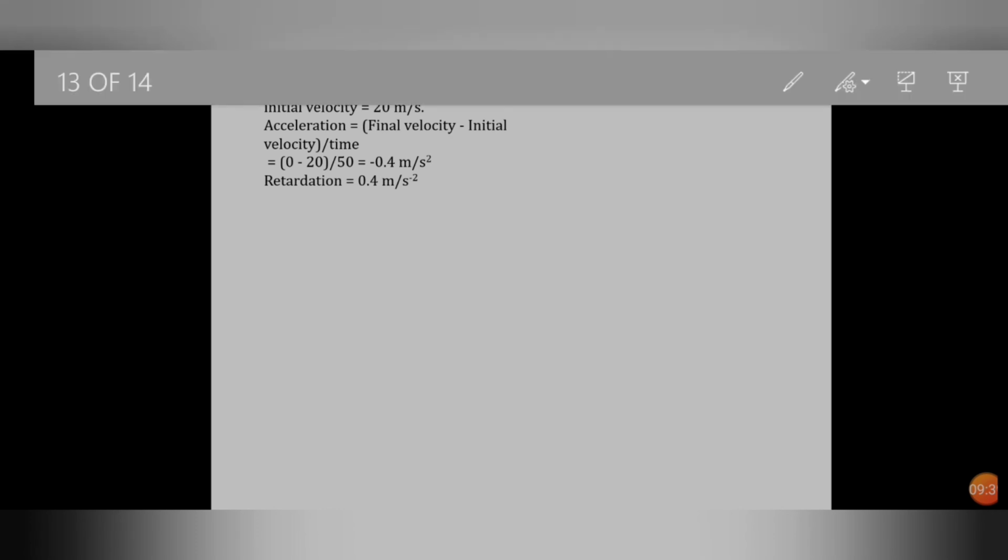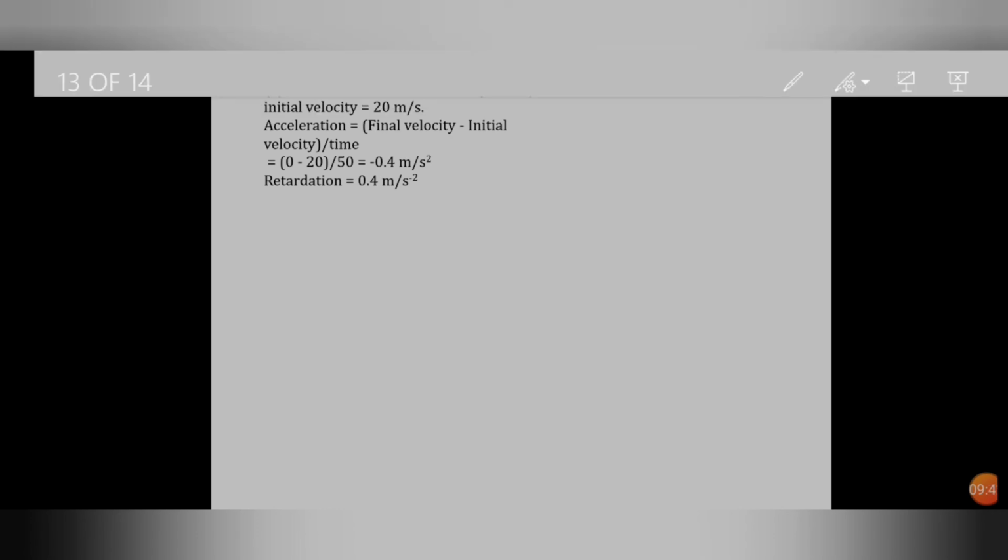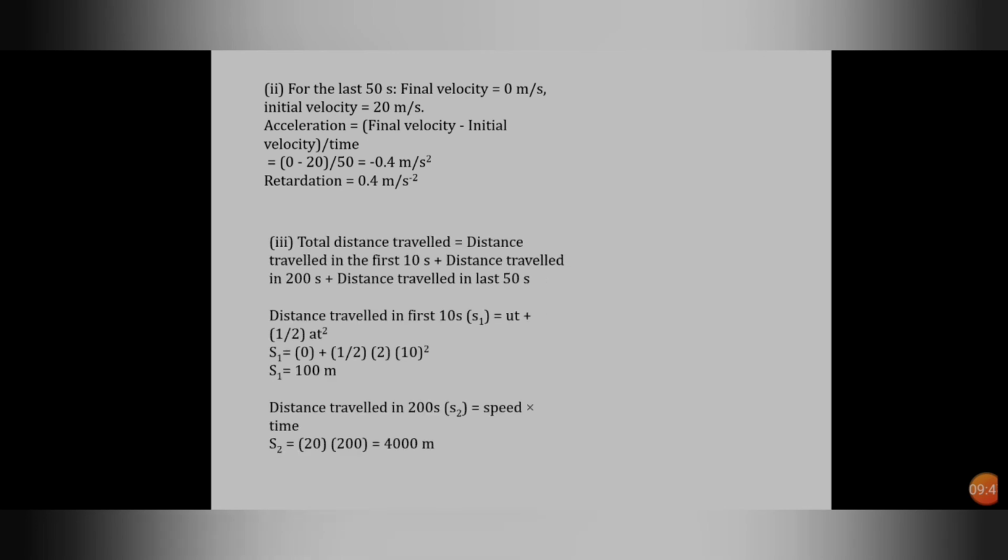So for the last 50 seconds now, the final velocity is 0 and the initial velocity is 20 meter per second. So I substitute the formula, acceleration is equal to v minus u upon t. I get (0 minus 20) upon 50, that is minus 0.4 meter per second square, and since acceleration is negative, therefore retardation is positive 0.4 meter per second square. We come to the third part now.